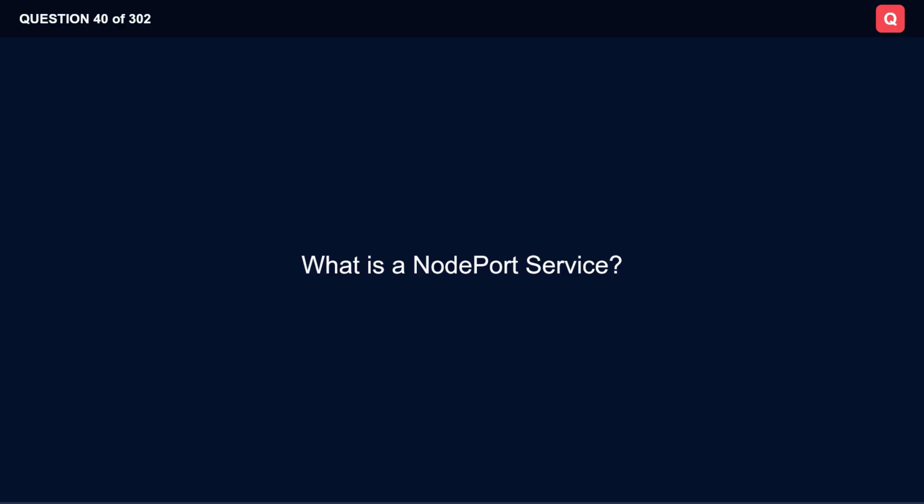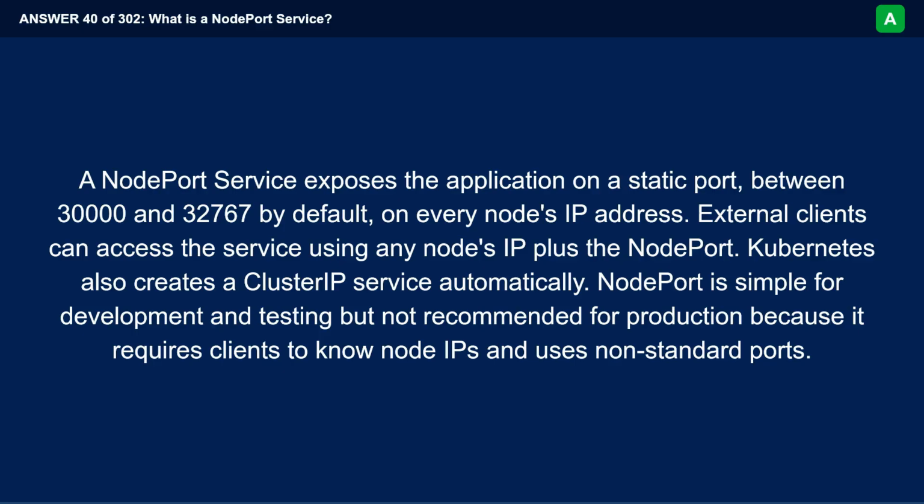What is a node port service? A node port service exposes the application on a static port between 30,000 and 32,767 by default on every node's IP address. External clients can access the service using any node's IP plus the node port. Kubernetes also creates a cluster IP service automatically. Node port is simple for development and testing, but not recommended for production because it requires clients to know node IP addresses and uses non-standard ports.